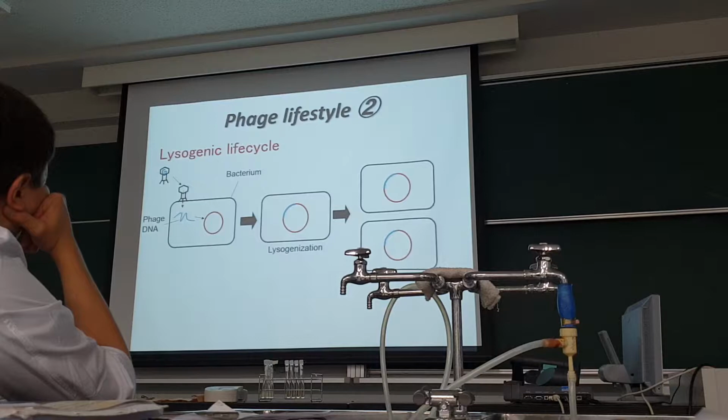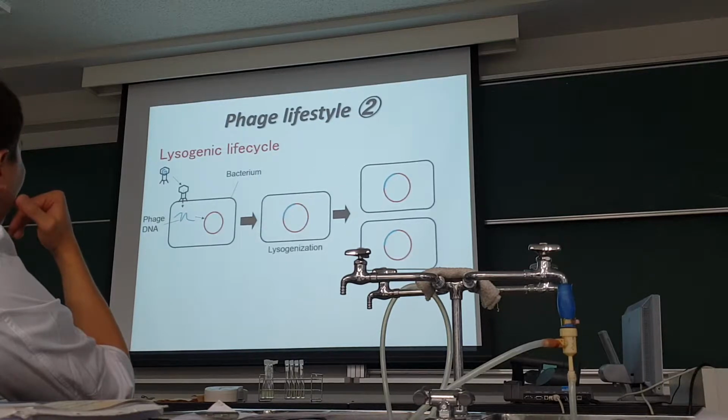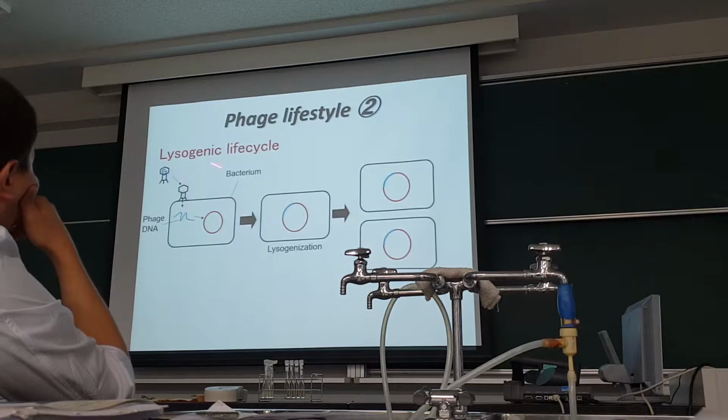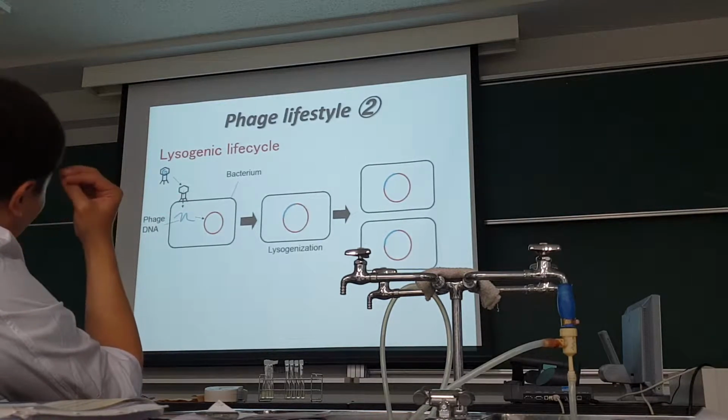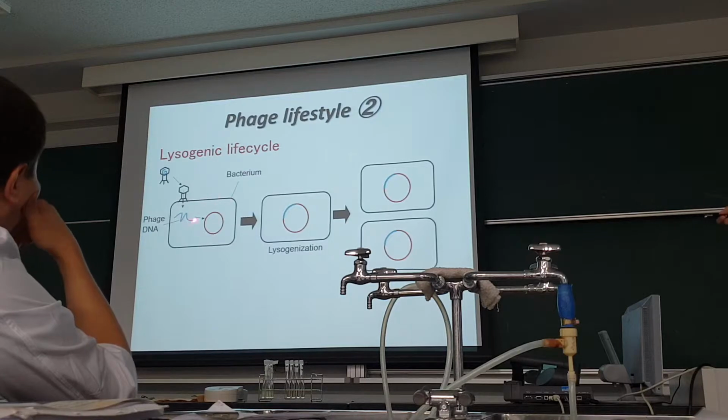The other life cycle is the lysogenic life cycle. This life cycle is similar to the retrovirus, and then bacteriophage are absorbed onto the surface of bacteria, and then inject its DNA, and then phage genome actually they integrate into the host genome, the host bacteria genome. So it is a site-specific integration.